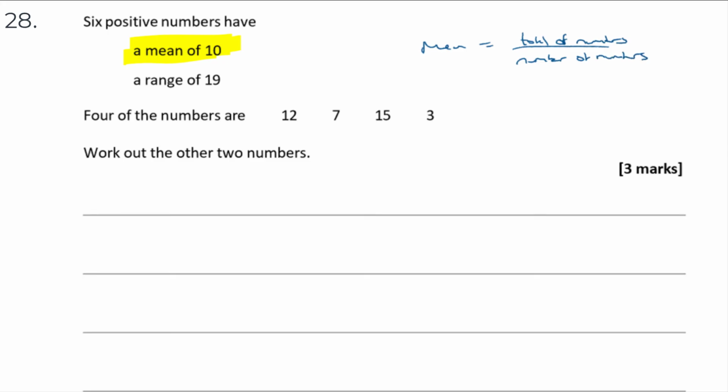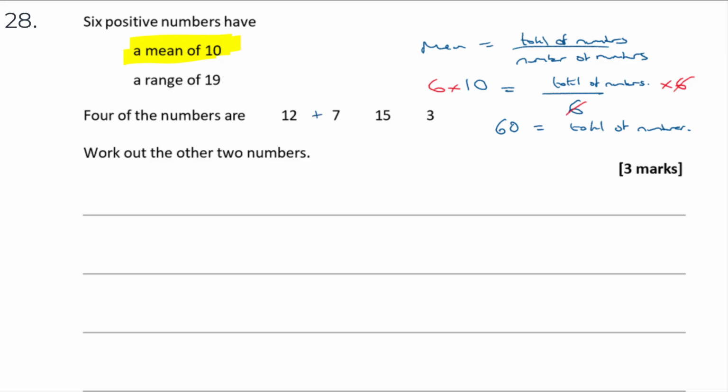Okay, now I know that the number of numbers is 6. The total of numbers I don't know, but I know the mean is 10. So I can work out the total of numbers by multiplying through by 6. If I multiply both sides by 6, I get 60 is equal to the total of all the numbers, because they cancel, leaving the total of numbers on the right. So that means my numbers add up to 60.